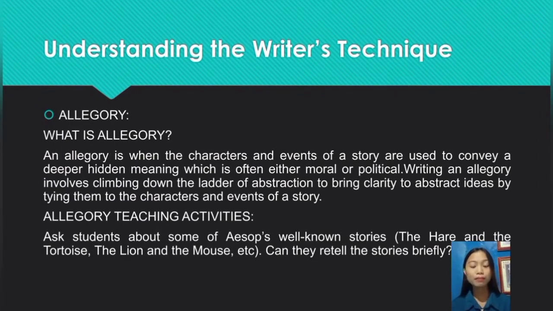So what do we mean by allegory? An allegory is when the characters and events of a story are used to convey a deeper hidden meaning, which is often either moral or political. So writing an allegory involves climbing down the ladder of abstraction to bring clarity to abstract ideas by tying them to the characters and events of a story.